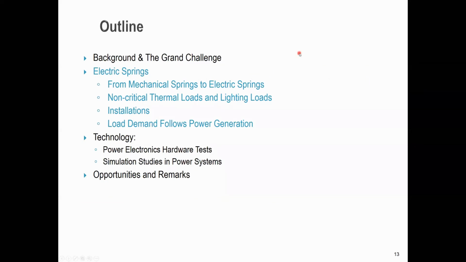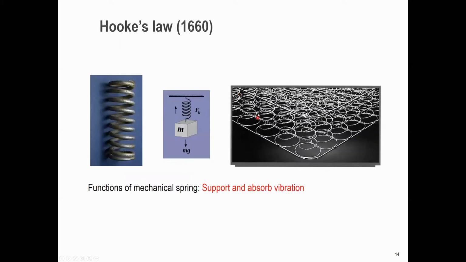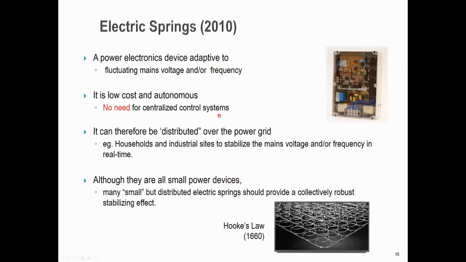Now, in the next section, I will explain the basic concept of electric springs. We want the electric spring to have the same features or functions of a mechanical spring, that is to provide support and to absorb vibration. We want these electric springs to be small, and they can be distributed over the power grid. And we want many small but distributed electric springs to provide collectively a highly robust and stable structure for the power grid.